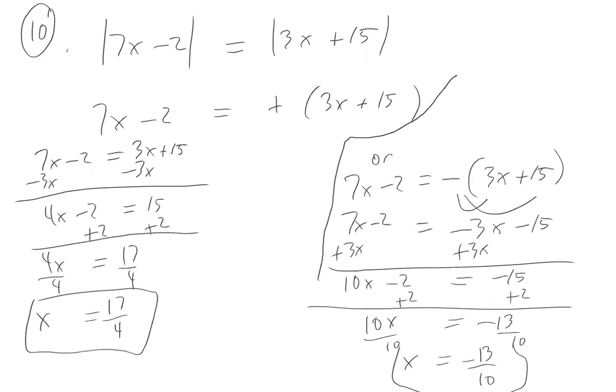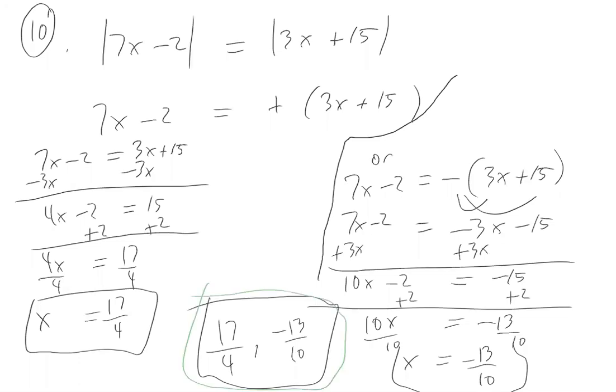So there we go. Now the thing is, those two answers are both solutions to the problem. It could be one of them or the other one of them. So the final solution is really both of them together. So 17 fourths, comma, negative 13 tenths. So the final solution is actually both of them at once. So that's the final solution.